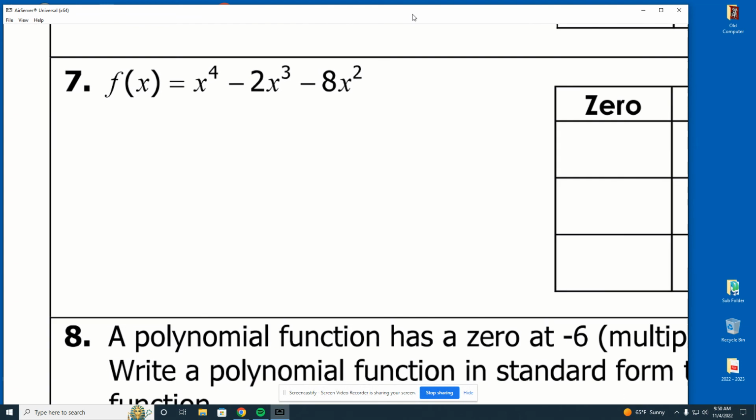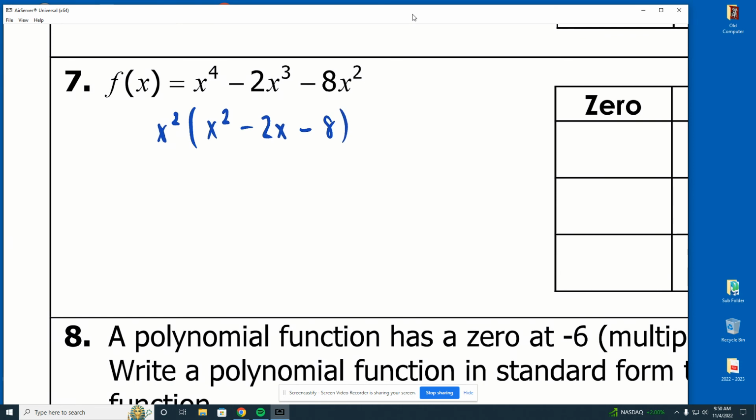Number 7. And listen, there are 2 really good ways to go about this. And I'm going to show them both to you right now. 1, old school. Old school, I could factor these, couldn't I? So if I factored these, what do y'all notice that all 3 of these terms have in common? An x squared. I could pull out x squared. That's a GCF. Well, x to the 4th divided by x squared is x squared. Negative 2x cubed divided by x squared is negative 2x. And negative 8x squared divided by x squared is negative 8.